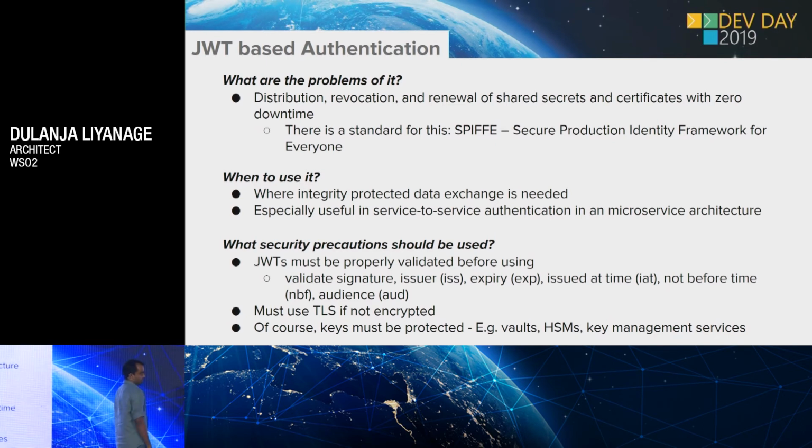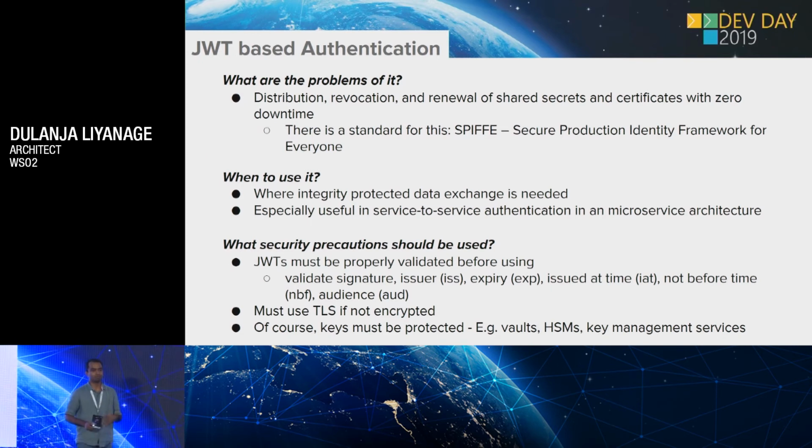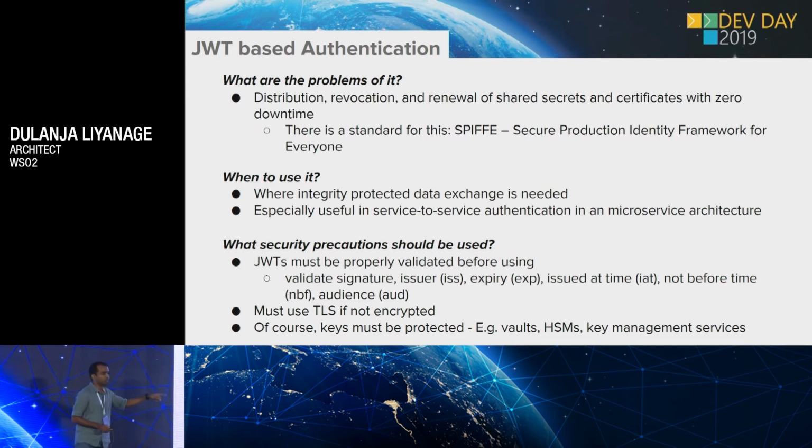What security precautions should you use? JWTs must be validated properly, right? Do you know which attributes to validate? Check the spec, but I have mentioned them here as well. The first thing is to validate the signature. Don't go and validate others before validating the signature; there's no point if the signature is invalid. Then you have to check who issued it.